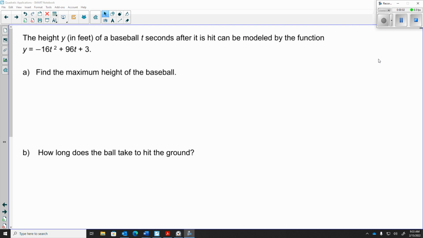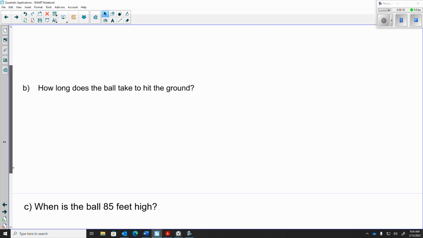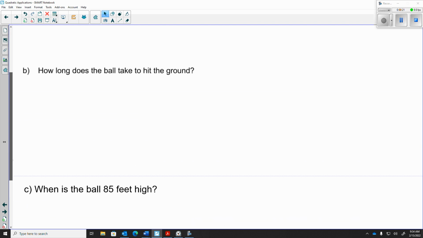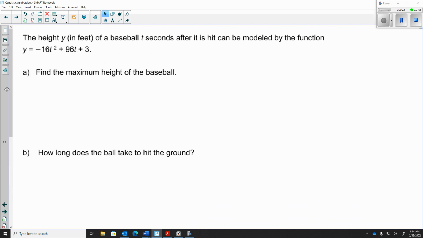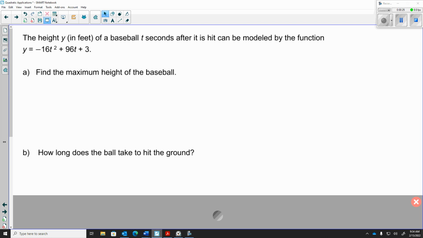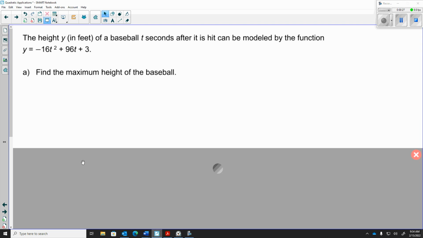All right, so it says the height y in feet of a baseball t seconds after it is hit can be modeled by that function, negative 16t squared plus 96t plus 3. And it asks us to do a couple different things. We have four tasks we want to do. We'll do them one at a time. First says find the maximum height of the baseball.